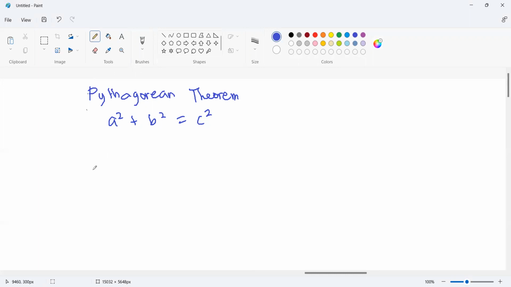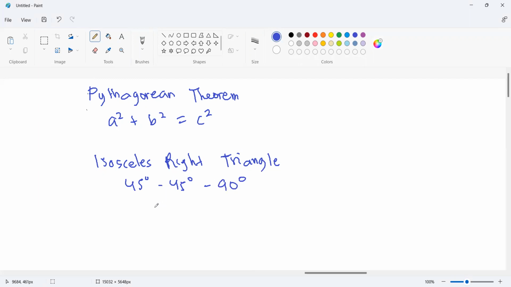What do I mean by isosceles? When you say isosceles right triangle, that's the one with 45, 45, 90 degrees. Okay. So, ang pasabot sa isosceles, meaning equal ang duha.